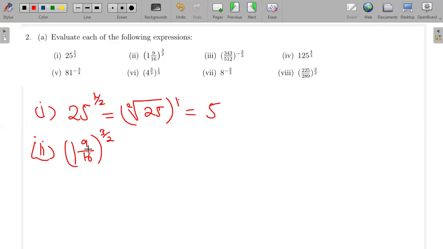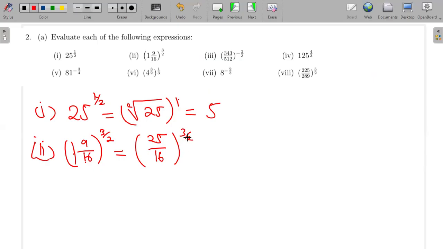So how do you do that? You say 1 multiplied by 16, I get 16. And then 16 plus 9. So inside the brackets there, I'm just going to get 25. And then I divide this by 16. Okay, the same thing there. And then to the power 3 over 2.